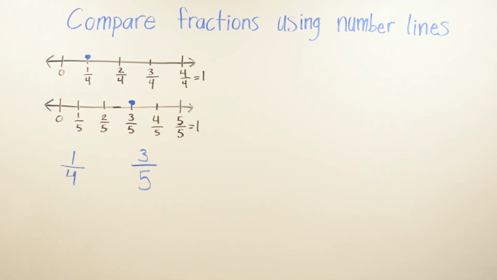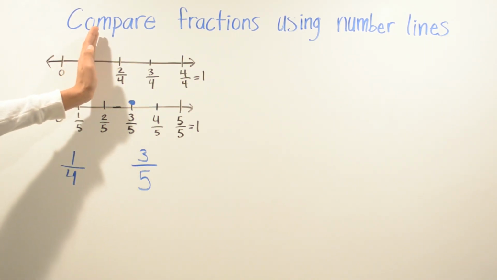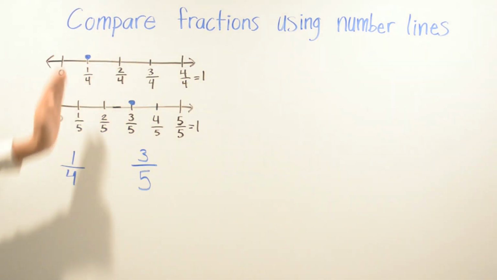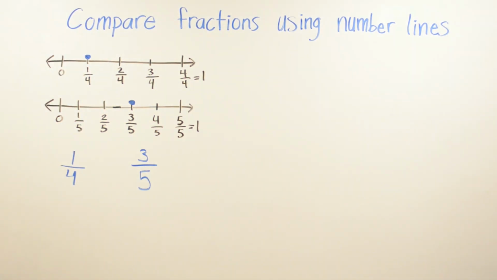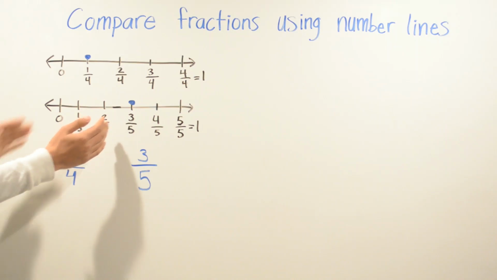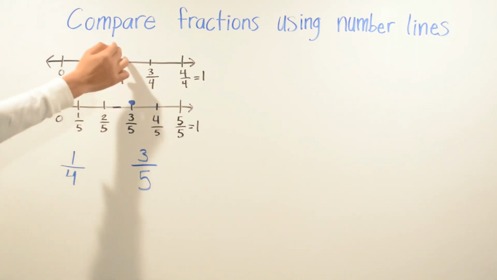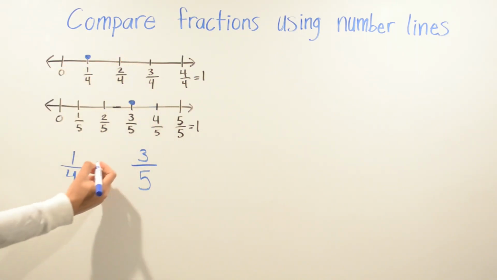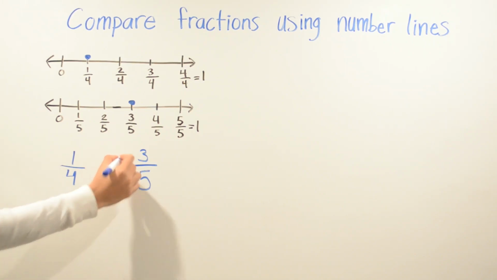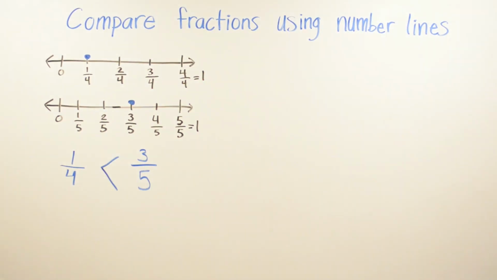Now we have to find which one is greater than. So as you can see, 1/4 is less than 3/5 because 1/4 is right here. And then when you go to your second number line, you try to find where 3/5 is. 3/5 is here, so it's greater than 1/4. So your answer is 1/4 is less than 3/5.